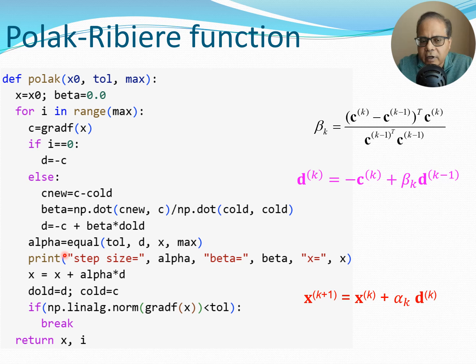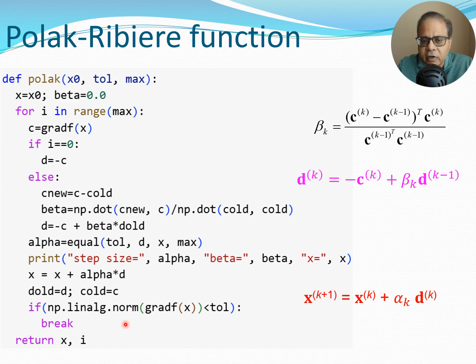Now I am going to get alpha from the 1D search, and then I'm printing out the step size alpha, the beta value which we calculated for this method, and the value of the design vector x. I calculate the next value of x as x is x plus alpha d, which is essentially this equation in math written in programming form. Now, how do I get this d old and c old value? I store the current d and c here as d old and c old, and these correspond to the k minus 1th point, and the current c and d correspond to the kth point here.